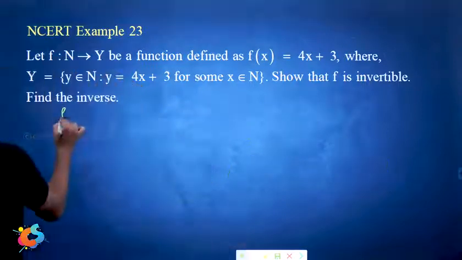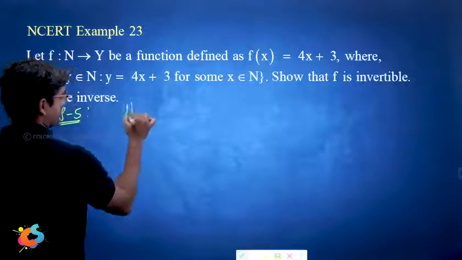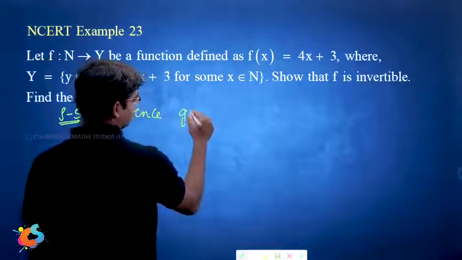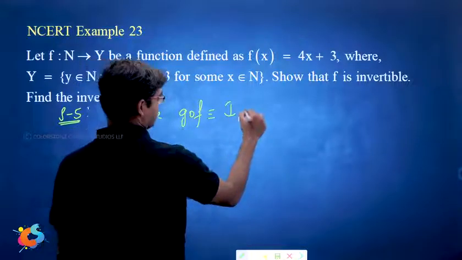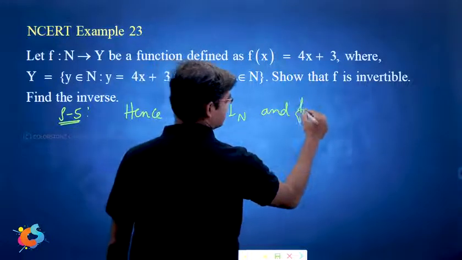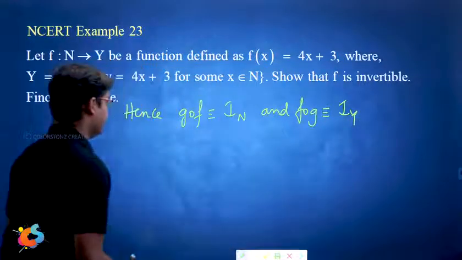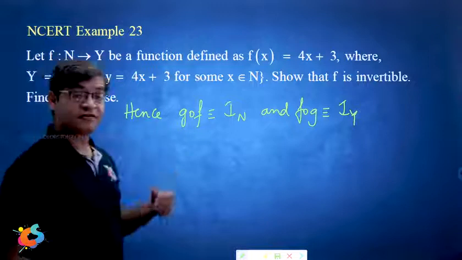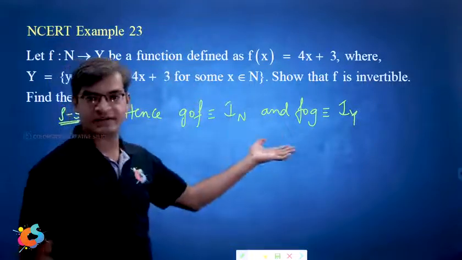So after this will be step 5. So step 5 will be: hence g circle f is an identity function on domain of f, that is N, and f circle g is an identity function on domain of g, that is Y. So what did we get here? We found a function g whose composite function with the given function is an identity function.